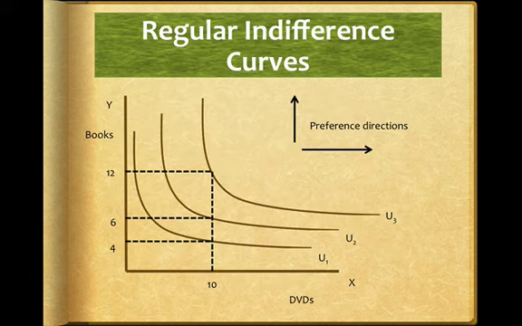Now, let's have a quick look at some regular styled indifference curves. The preference directions are to the north and the east. So take a number such as I prefer 10 DVDs, and if you offer me 4 books or 6 books or 12 books, I would maximize my utility with a higher number of books, all things being equal. So more books, great, given an amount of DVDs.